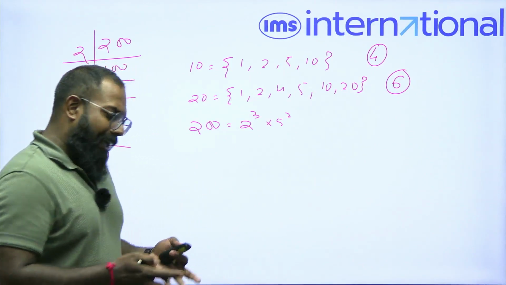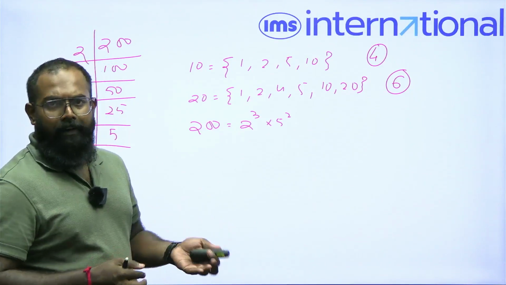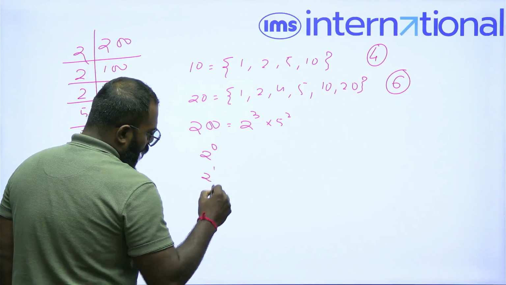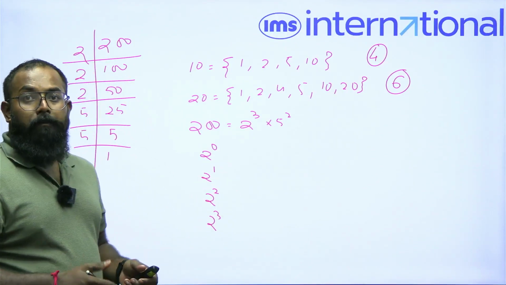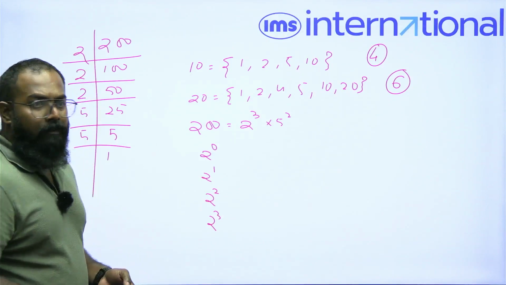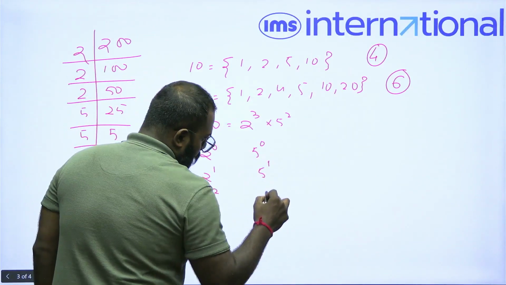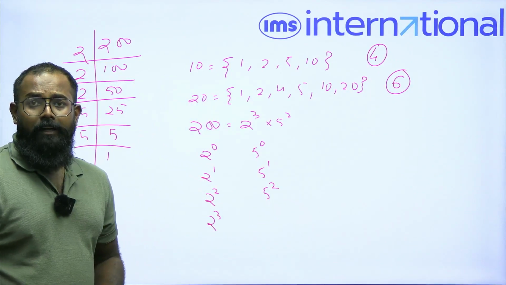That means any power of 2 that is less than or equal to 3 can divide 200. Can I say that 2 raised to the power 0, 2 raised to the power 1, 2 raised to the power 2 and 2 raised to the power 3 are the four powers of 2 that can divide 200? And at the same time, 5 raised to the power 0, 5 raised to the power 1 and 5 raised to the power 2 are the 3 powers of 5 which can divide 200.